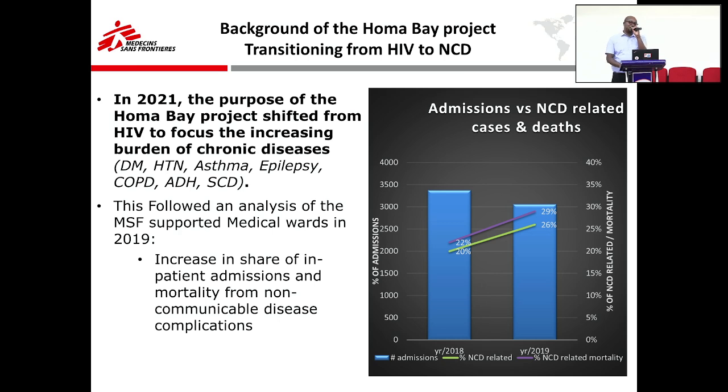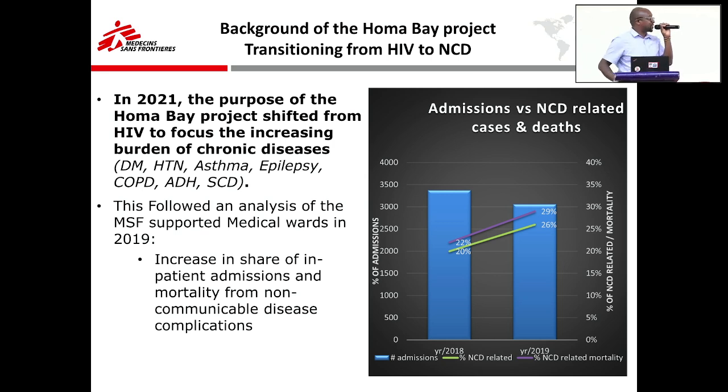We were to implement in 2020, but because of COVID, we delayed, so we did it in 2021. And also during the COVID-19 period, among those with NCD there was a significant mortality, especially when the Delta variant came. So we shifted the project from focusing on HIV to, okay, I don't want to say advanced HIV, to chronic disease, that is the word, chronic disease.